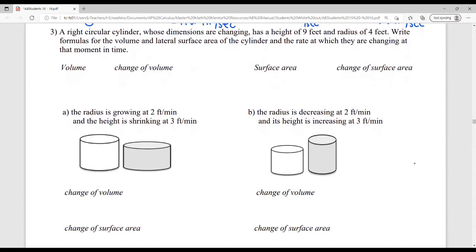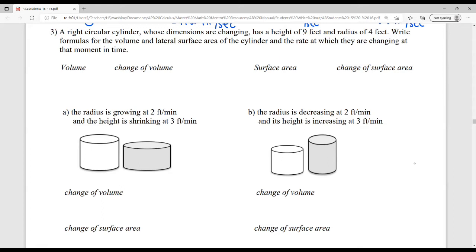Number 3: a right circular cylinder whose dimensions are changing has a height of 9 feet and a radius of 4 feet. Write formulas for the volume and lateral surface area of the cylinder and the rate at which they are changing at this moment in time.